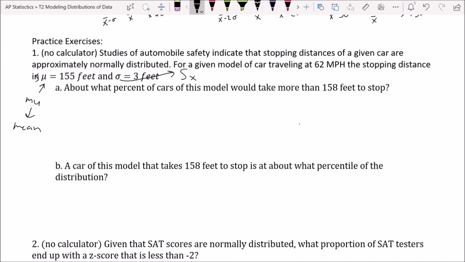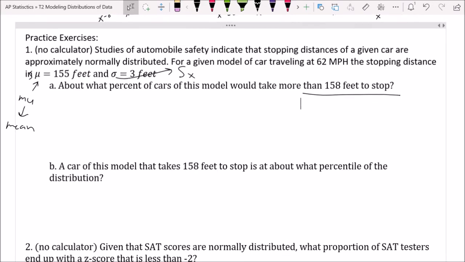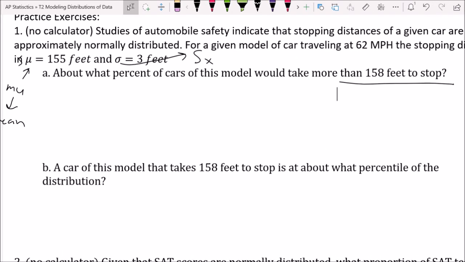And we're asked about what percent of cars of this model would take more than 158 feet to stop. I would like you to draw a picture for that. And I do this every time. It makes it easier for me to think and understand the question.